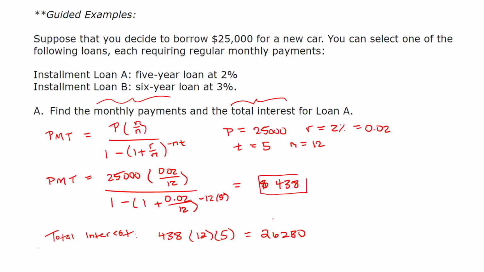Now we know that the loan itself is $25,000. So we can take that amount and subtract 25,000, and we'll get $1,280. And that's the total amount of interest for loan A.